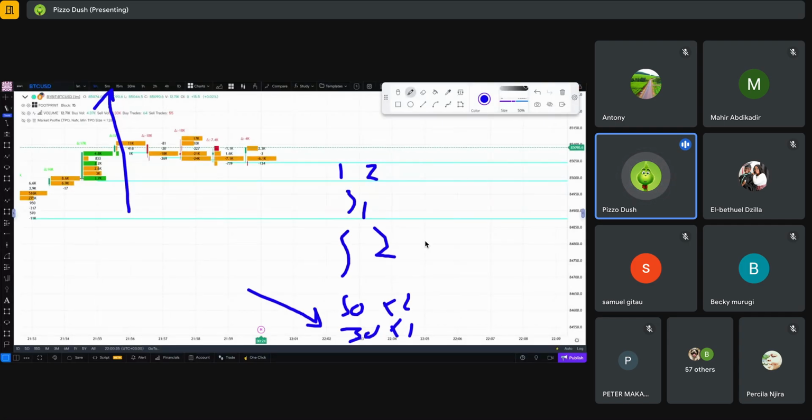I can see there's no more hand up. Mentioned confluence. Kindly explain it. By confluence, inamaanisha kukuwe na more reasons of trading in that specific zone. So footprint is compared to like exact entry of what to do.